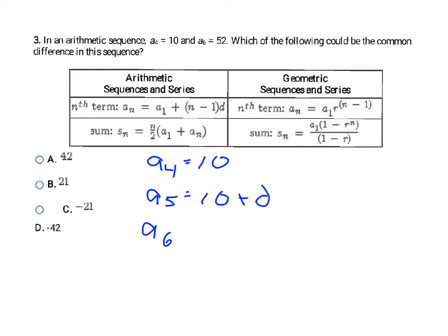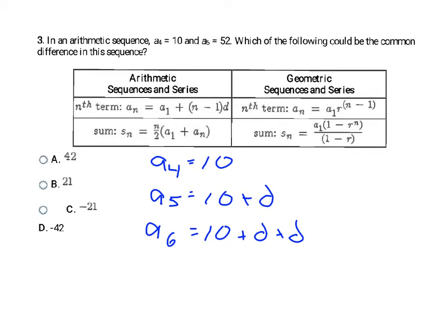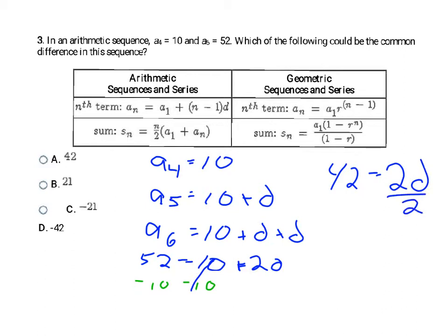And then a sub 6 is going to be 10 plus the difference again. But I also know that a sub 6 is 52. So this is going to be 52 equals 10, and then d plus d is 2d. And I can go ahead and solve this. So I'm going to have to subtract 10 from both sides. 52 minus 10 is 42. So 42 equals, these 10s cancel, so it equals just 2d. Divide both sides by 2, and d equals 21.